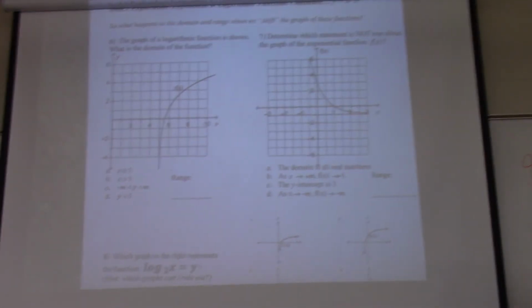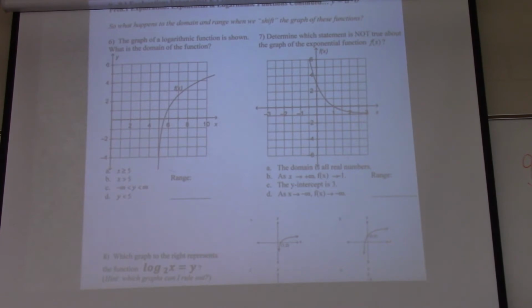So for the next one, number 6, the graph of a log function. Logs, if you look on your calculator, you see the log button. Okay, we're not even going to push it today. I'm just having you understand that logs are the opposite operation of exponentials.